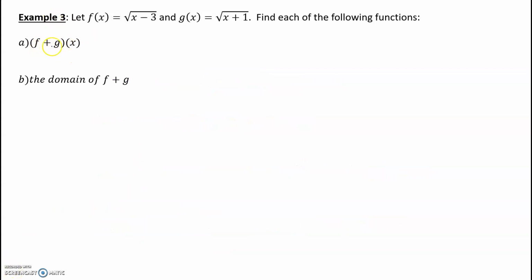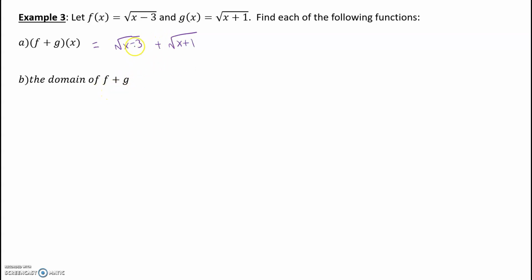All right, so this one is adding our functions. So we have f of x plus g of x. And that's actually as far as you can get. You can't combine those, so you are done.